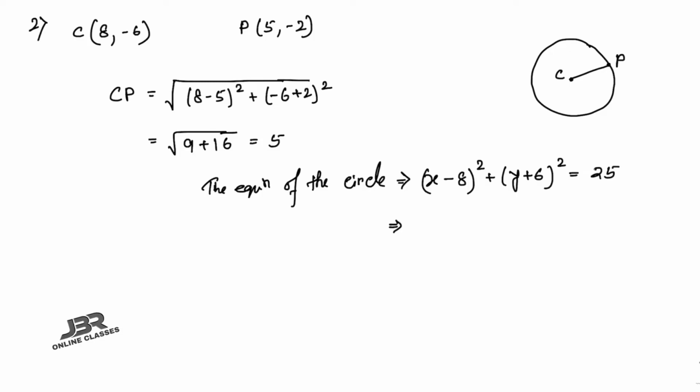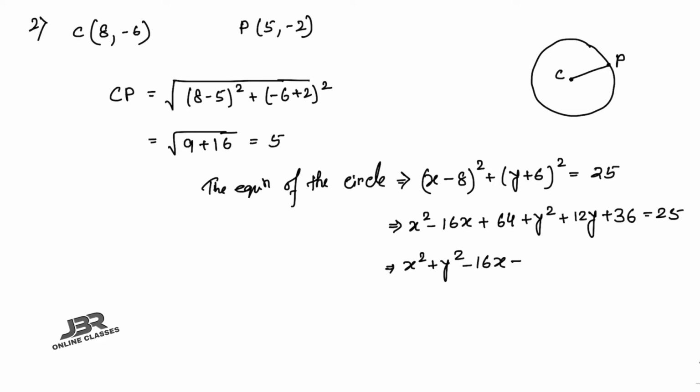Okay, so now x square minus 16x plus 64, y square plus 12y plus 36, that equals 25. So x square plus y square minus 16x plus 12y. And as 64 plus 36 is 100, 100 minus 25 equals 75. So plus 75 equals 0 is your answer.